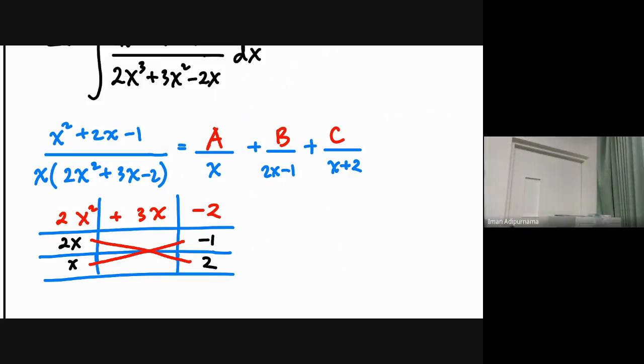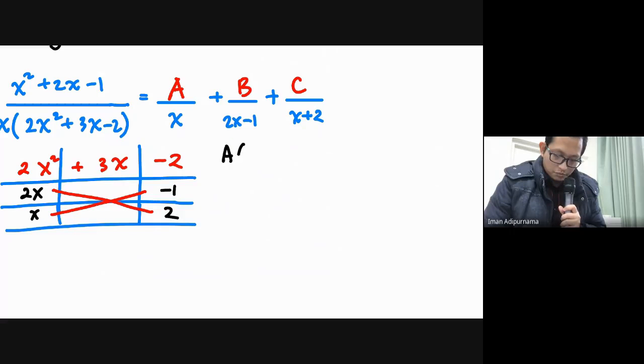Okay. Now we are going to reverse this process and find the a, b, c, and equal them with the x squared plus 2x minus 1. Okay. So it's like you are making a new equation from a over x plus b over 2x minus 1 plus c over x plus 2. So you're multiplying by x, 2x minus 1, x plus 2, dividing by the whole thing, dividing by the x, and then multiplying by a. So we can write the equations.